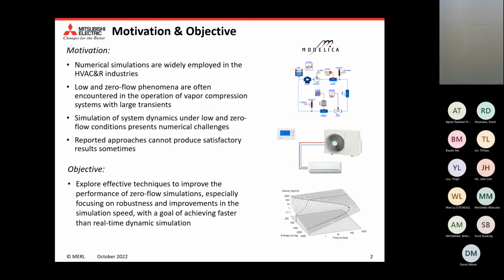There are not many people addressing zero flow simulations. Particularly, there's one paper in 2016 that addresses some approaches and proposes some guidelines on how to improve the speed for zero flow simulations. We went through that paper and implemented all the approaches, but we still found that those approaches are not very satisfying in terms of speed.